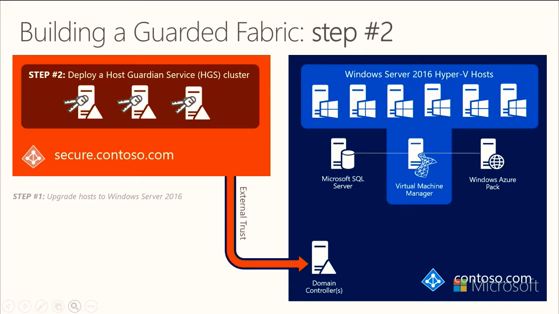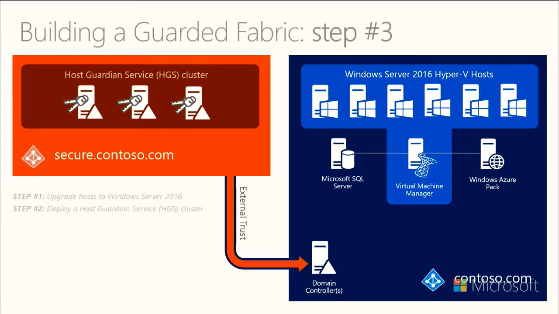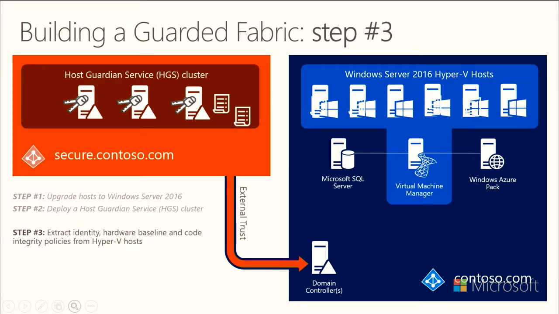So step 1, just to recall here, was upgrade the hosts to Server 2016 Data Center Edition. Step 2 is install the Host Guardian service and configure the Hyper-V hosts to use it. Step 3, not particularly difficult here either. Step 3 is extract the identities, this baseline that we've been referring to, the hardware baseline, and last but not least, a code integrity policy.